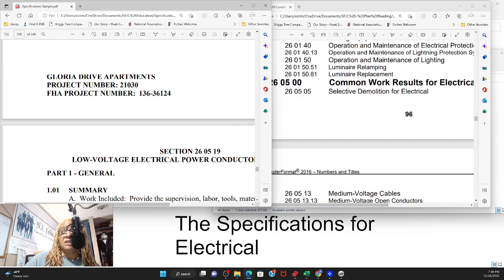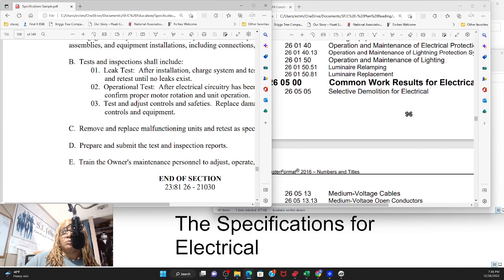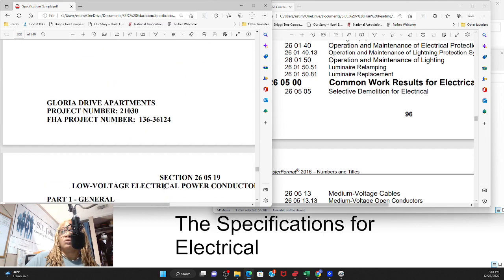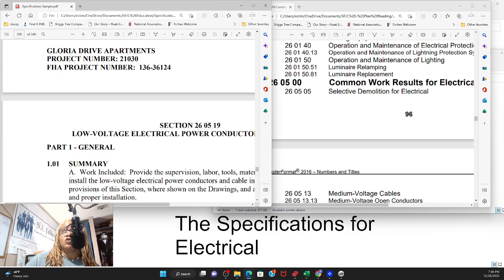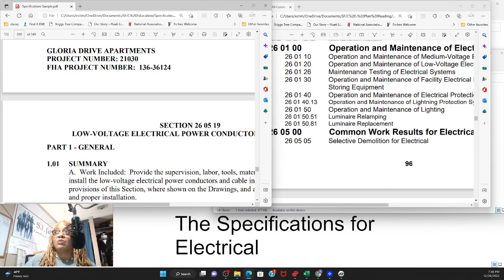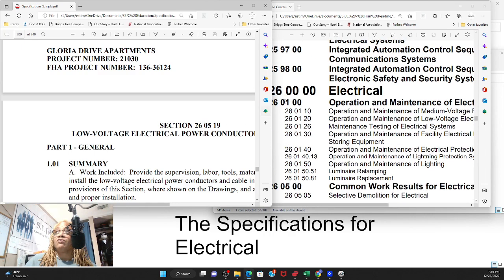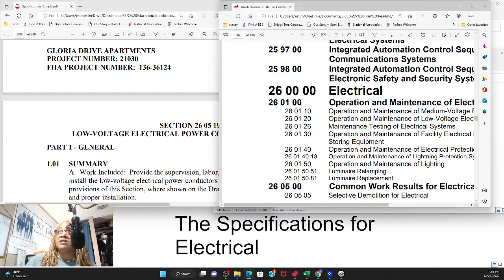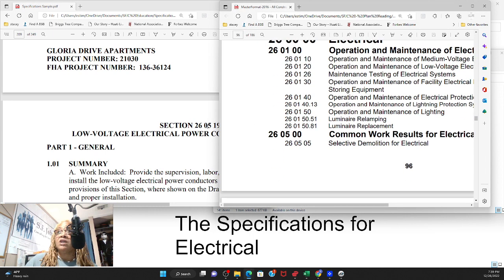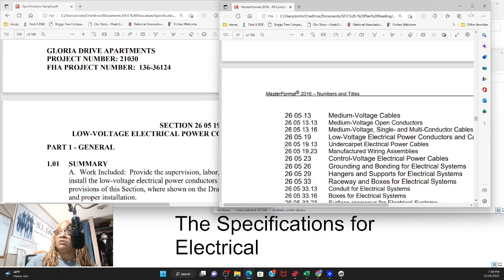Because if it did, we wouldn't jump from 238126 to here in the electrical, because 260000 is the beginning of electrical. So if there was anything in this project, the actual project on the left, that was related to any of these from 260100 all the way to, where do we start? 260519. So all of these don't apply.